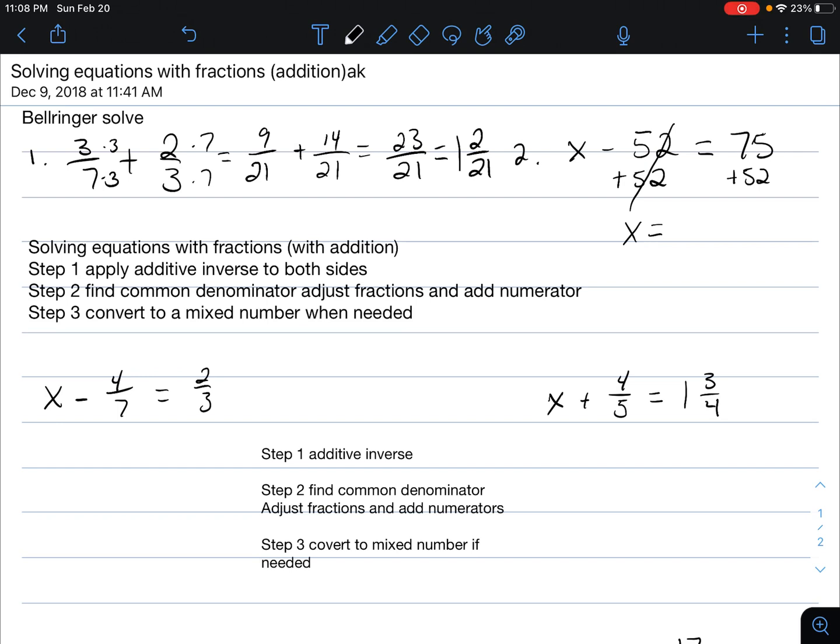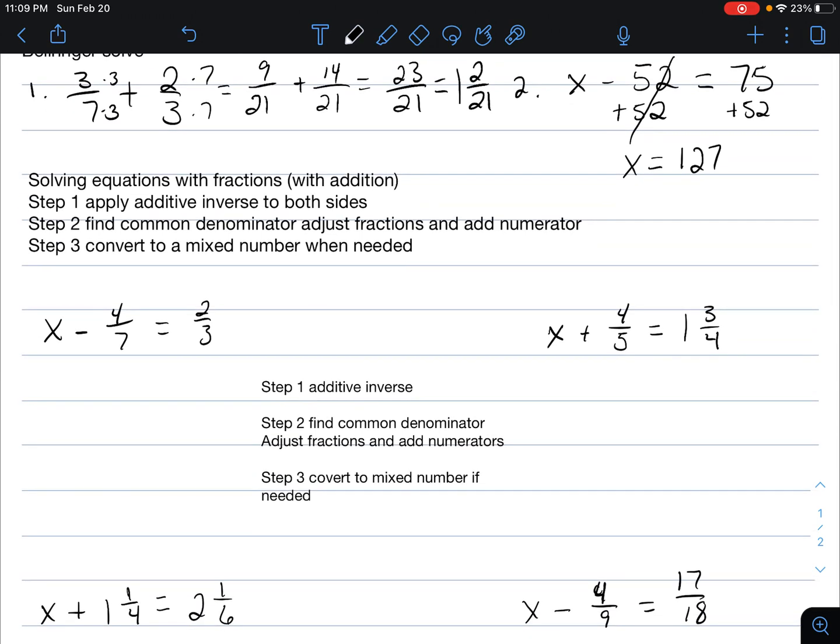So 75 plus 52. That's going to give us 7. 5 plus 2 is 7. 7 plus 5 is 13. So 137. Nope, 127. 5 plus 7 is 12, not 13.